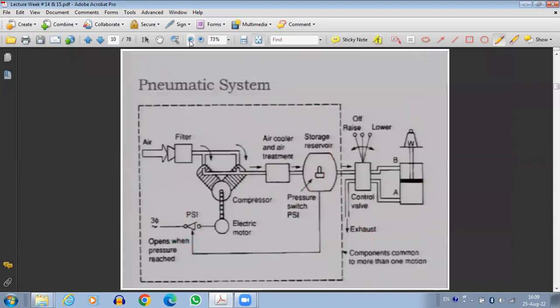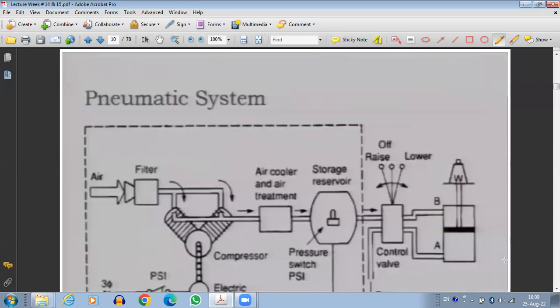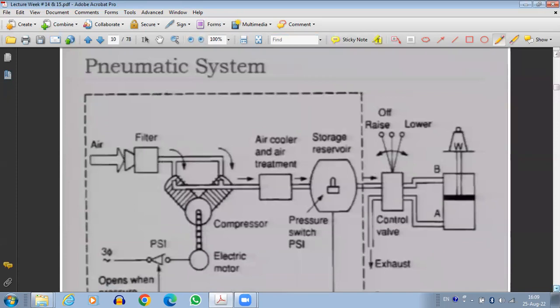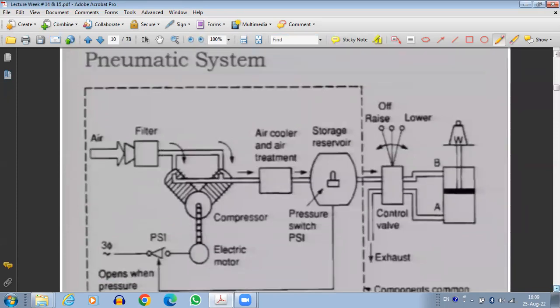Now let's discuss a little about the pneumatic system. Since the pneumatic system will not be using hydraulic oil, rather it will be using pressurized air, instead of using the pump, we are going to have the compressor. So the compressor will be there.